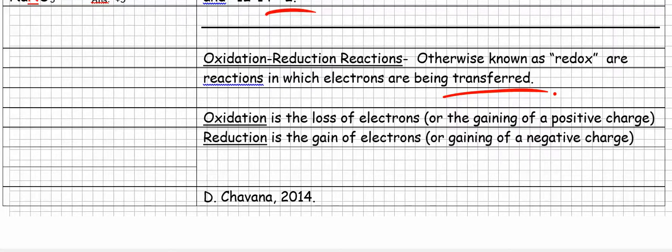Now, we're going to talk about how to remember that in just a moment, but I just want to give you a little preview. If you can remember this, OIL RIG, this little mnemonic will help you to remember what oxidation and reduction is. Oxidation is losing. Losing what? Electrons. Reduction is gaining. Gaining what? Electrons. So if you lose electrons, it becomes more positive. If you gain electrons, it becomes more negative. All right? All right. Let's move on.